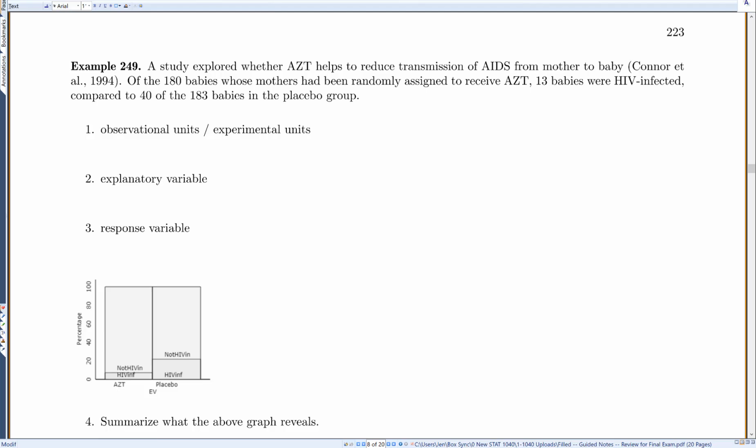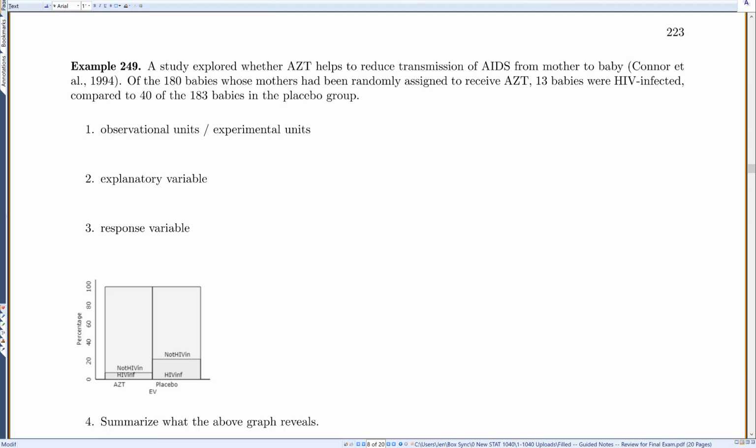So when you look at this, start thinking, like, what were the observational units or experimental units? Was this an experiment or an observational study? Okay, what are my variables? How many variables do I have? Okay, do I have one group or two groups? Okay. So first of all, what would the observational units or experimental units be?